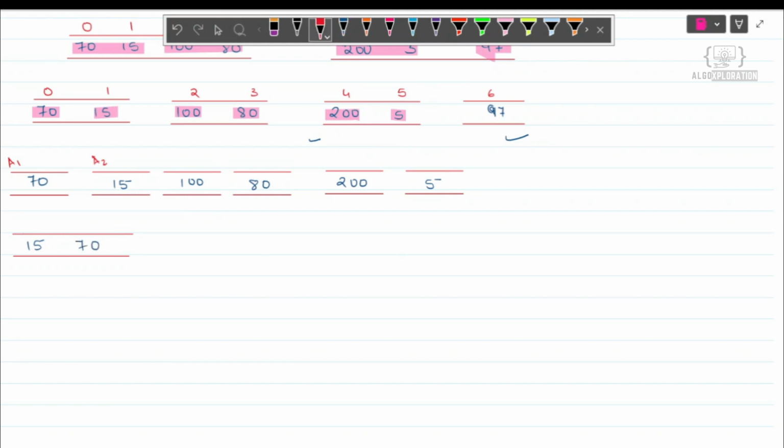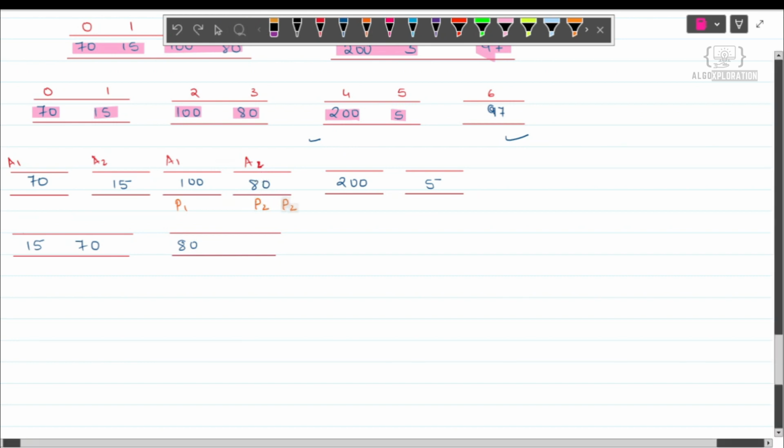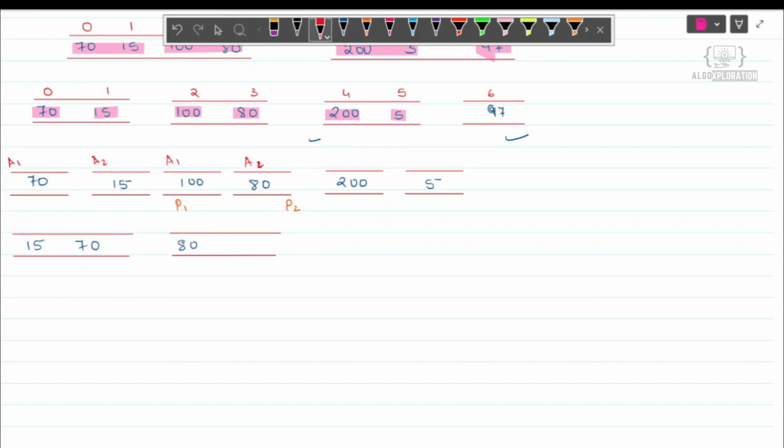Now we will merge these two arrays, A1 and A2. Again, P1 will be here and P2 here. Again, we will compare if A1 of P1 is less than or equal to A2 of P2. Since it is not, that means A2 of P2 is smaller. So we will put 80 here and we will simply increment P2. Now P2 is out of bound, so we will copy all the elements of A1 from P1 till the last index. So put 100 here and that's it.